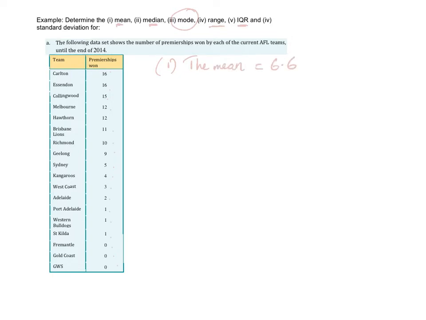Now, if I was going to do that manually, I would have to add up all of those values together. So 16 plus 16 plus 15 plus 12 and so on, and then divide by 18 because there are 18 teams there. Whereas the quick way is to get all your information in one place and to be able to read it off. When you are reading it off, it is x with a bar on top. So x bar is the mean.